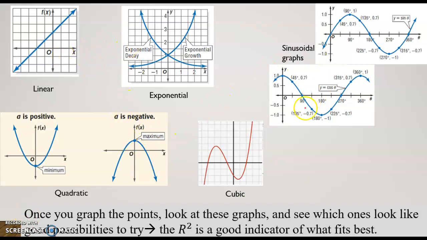All of these graphs are the different types. See which ones look like good possibilities to try. And your R-squared is a good indicator of what best fits. That would be a cubic graph. There are your sinusoidal graphs, exponential growth and decay, linear, and your quadratics.